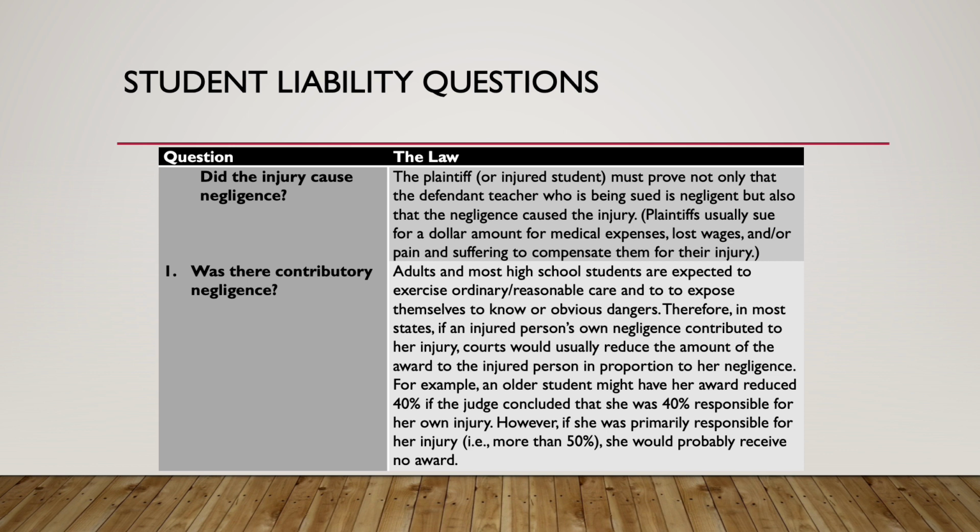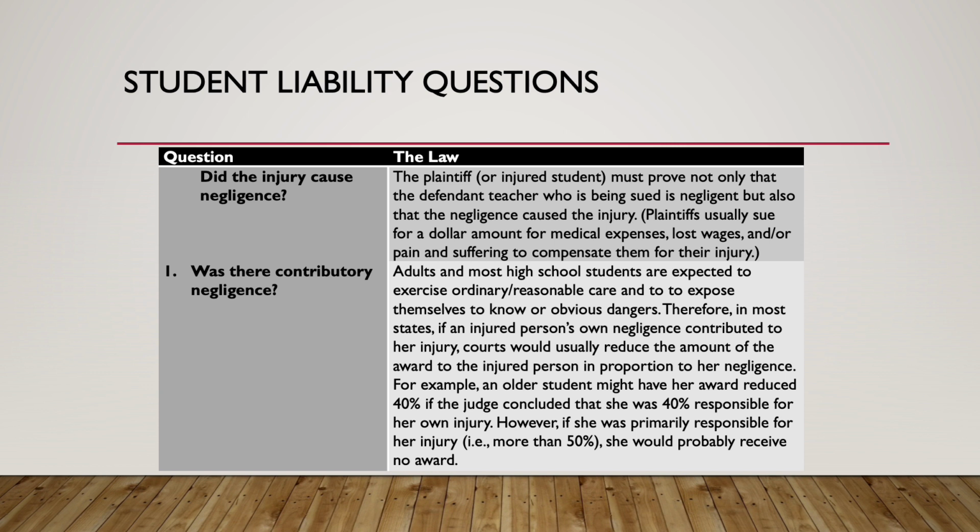Another question is, was there contributory negligence? Adults and most high school students are expected to exercise ordinary reasonable care and not to expose themselves to known or obvious dangers. Therefore, in most states, if an injured person's own negligence contributed to her injury, courts would usually reduce the amount of the award to the injured person in proportion to her negligence.